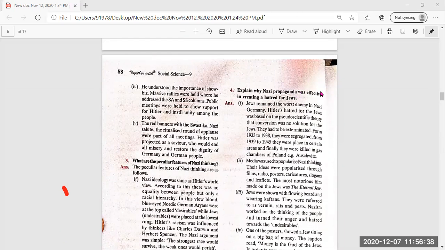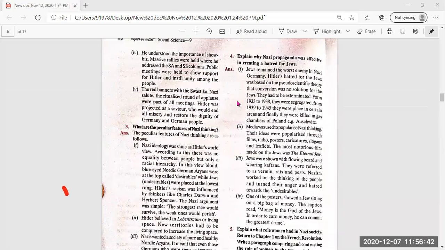Then explain why Nazi propaganda was effective in creating hatred for Jews, why they were hated. It was based on a pseudo-scientific theory that conversion was no solution for the Jews. That means even if Jews wanted to convert their religion and join the Nazi party, it was not the solution. They had to remain in the same position as undesirables, and they had to be exterminated.